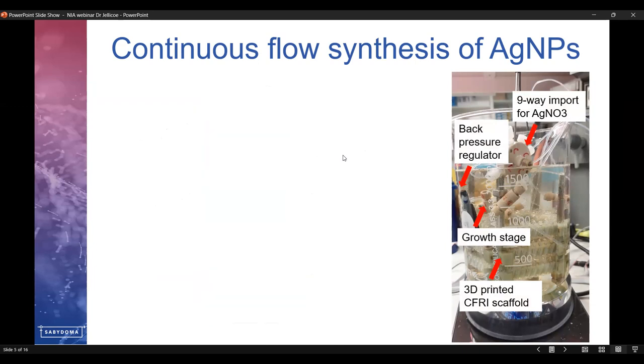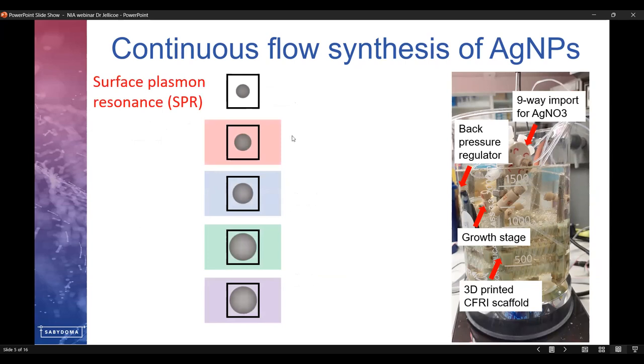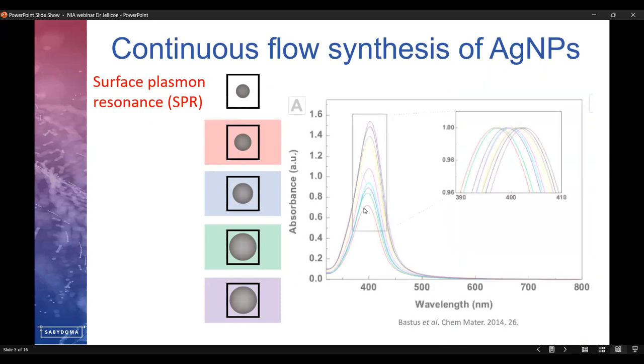The reason why this is important is because, especially with the silver, we can use real-time UV-vis analysis to identify what the materials are. With silver, they actually have an SPR, a surface plasmon resonance, which means when the size changes, the UV-vis changes. So we can identify, depending on the peak position of the material, how big the material is using Mie theory. And this is quite handy because we can do some online, inline analysis of the material at the same time.